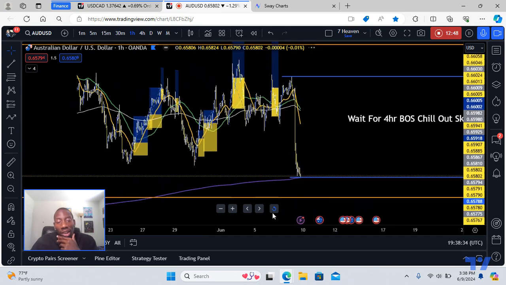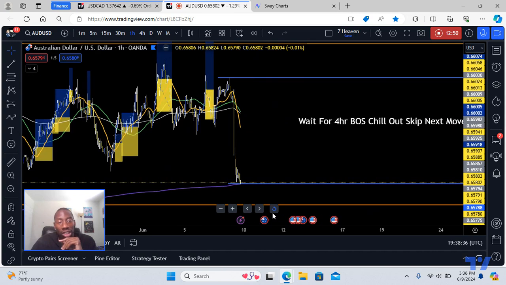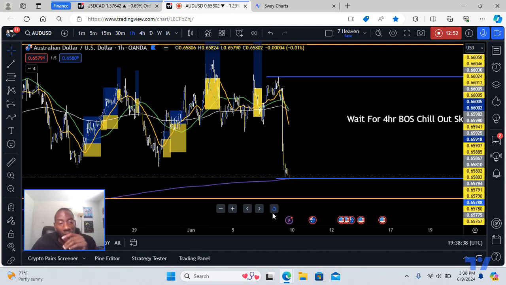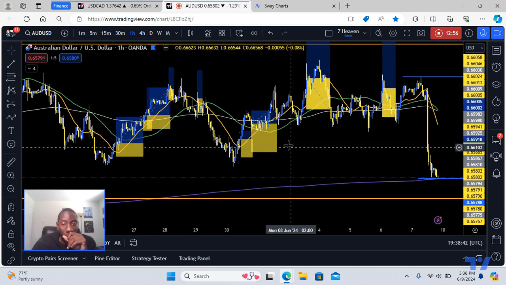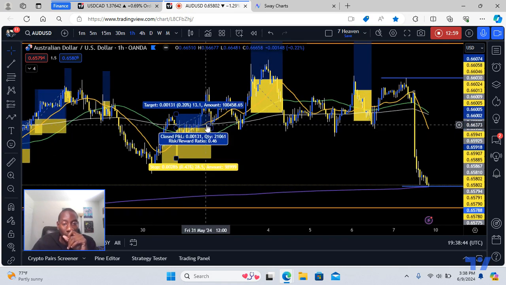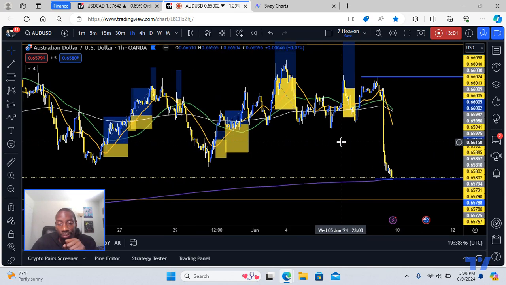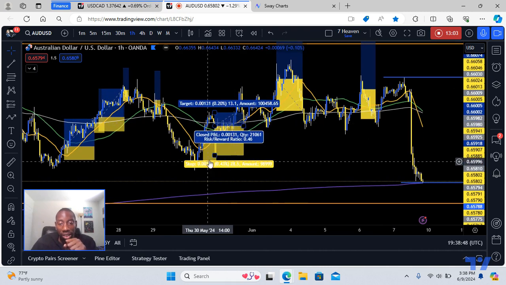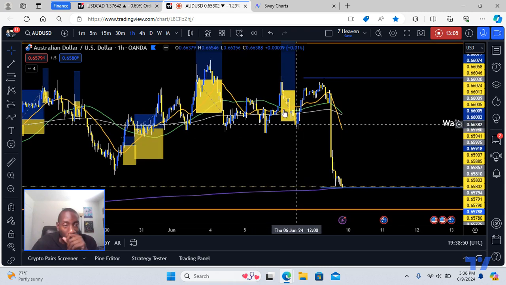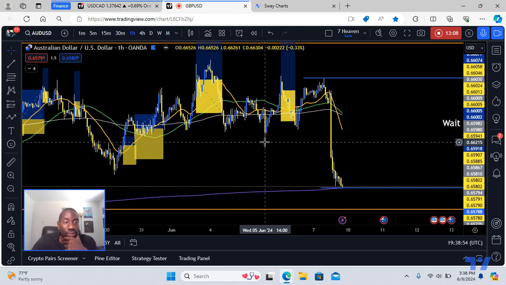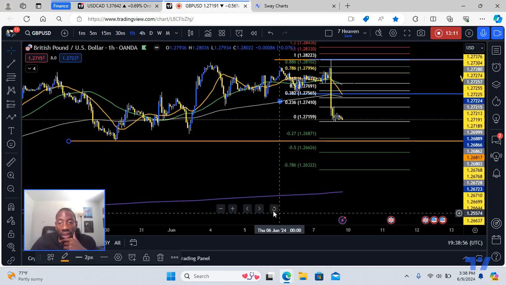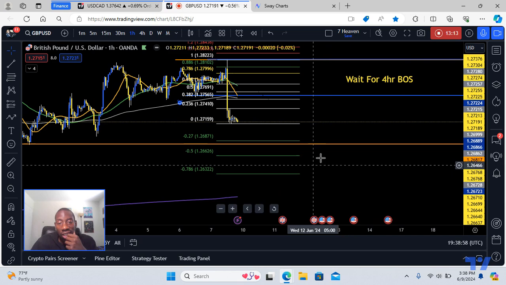I don't need to be in this market right here because I'm done with it until it gives me one of these, or at least two more of these, right? I took everything I wanted from these pairs and I'm done. I wait for the reset. Wait for the reset. Next, GBP USD.